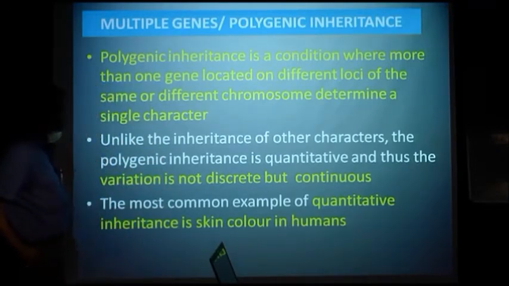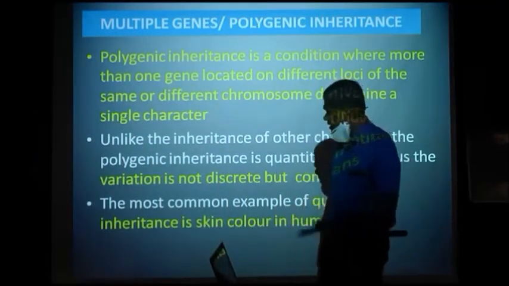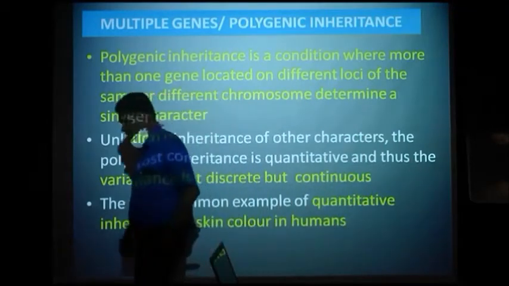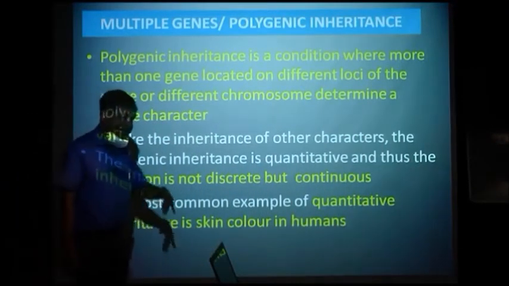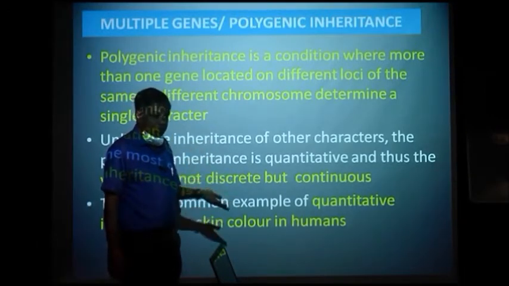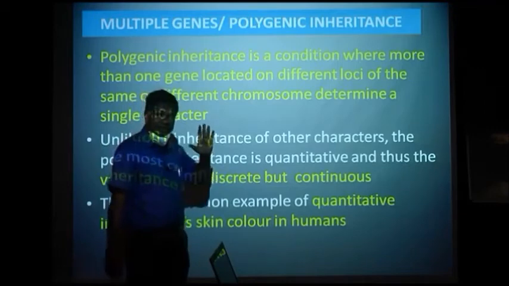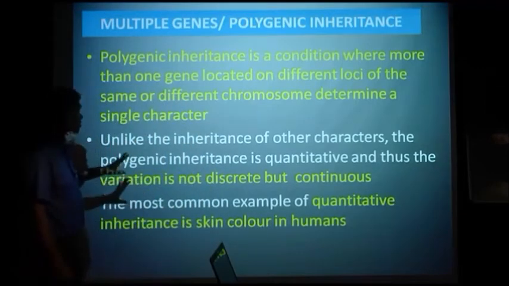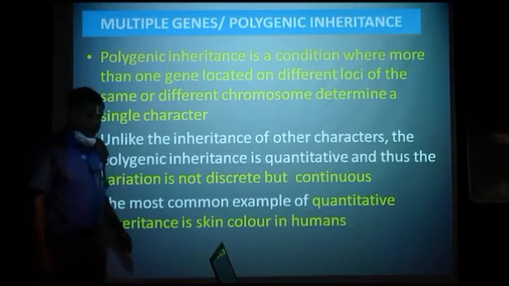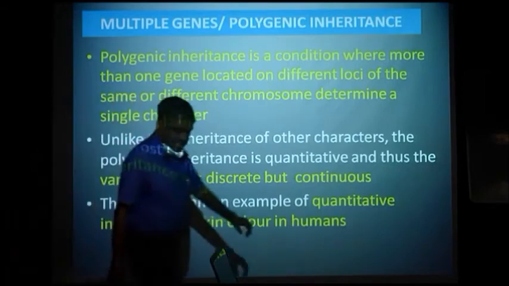Now, coming to the last type of Mendelian deviation, that is multiple genes or polygenic inheritance. We have discussed multiple alleles. Now, we will discuss multiple genes. What did Mendel say? One gene determines one character. And what does pleiotropy indicate to us? One gene may determine many characters. And there is another condition, the opposite of pleiotropy: polygenes, many genes.